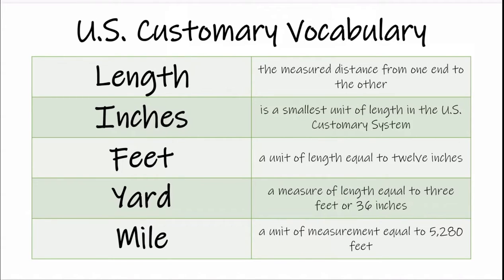Now, when we talk about smallest unit, we're talking about a unit meaning one, basically. So when we're talking about what everything is built upon, it is built upon this smallest one. And then we have feet, a unit of length equal to 12 inches. Yard, a measure of length equal to 3 feet or 36 inches. And a mile, a unit of measurement equal to 5,280 feet.